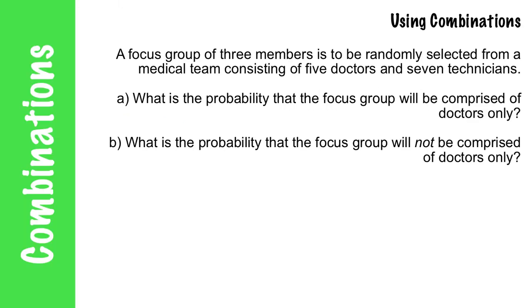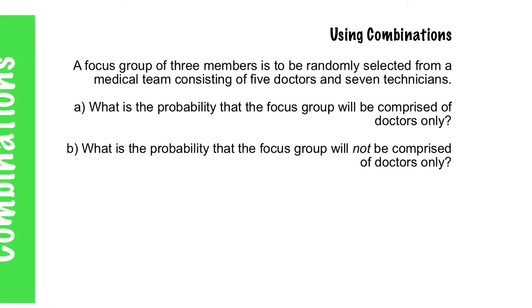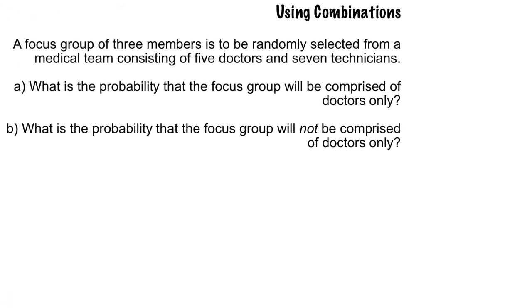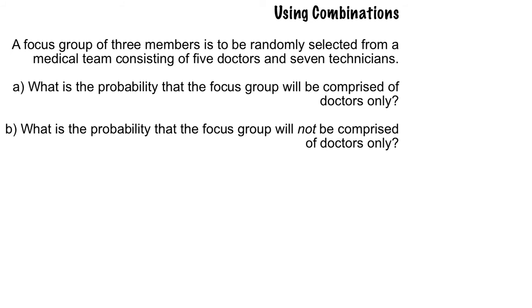And now an example using combinations. A focus group of 3 members is to be randomly selected from a medical team consisting of 5 doctors and 7 technicians. That means we have a total of 12 people. What is the probability that the focus group will be comprised of doctors only?